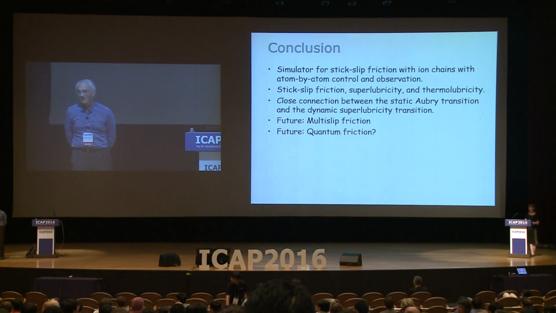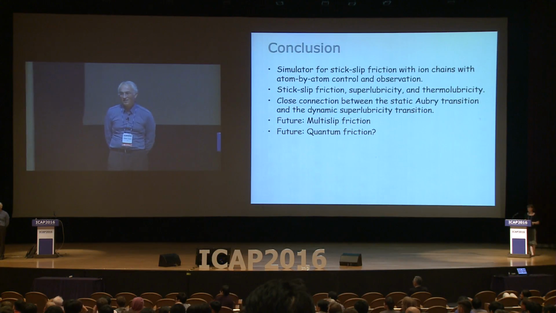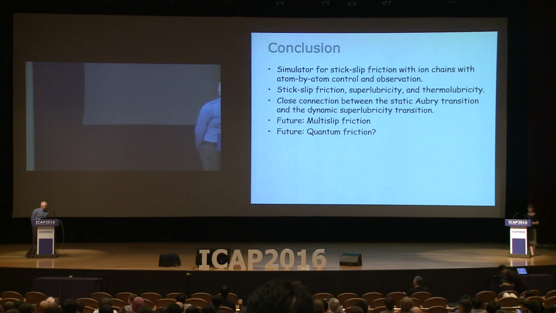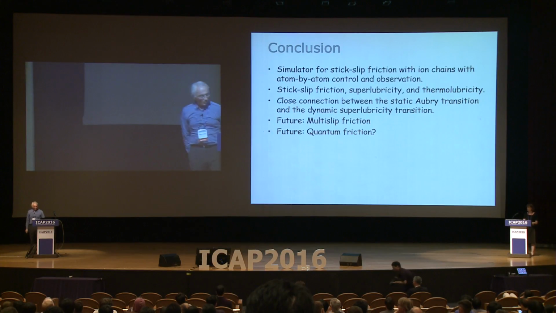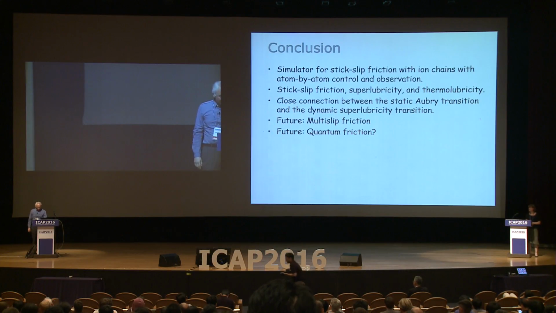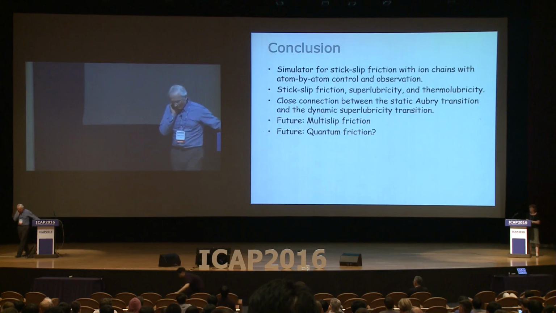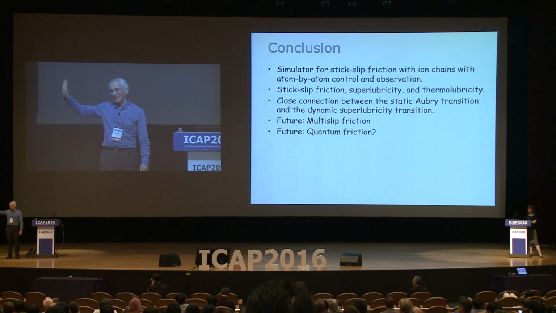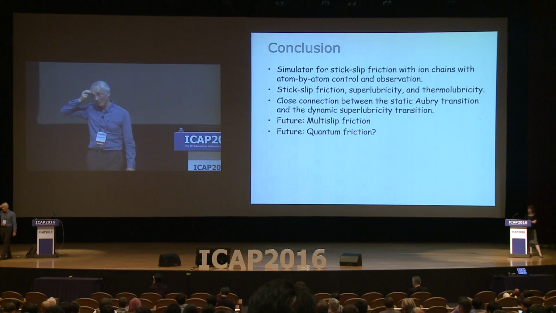This is absolutely beautiful. A question, the difference between static and dynamic friction. So it's a very good question. So static friction is what we measure here. We are basically measuring as we displace the trap and pull harder and harder on the ion, which is linear in the displacement. When does the ion first slip?